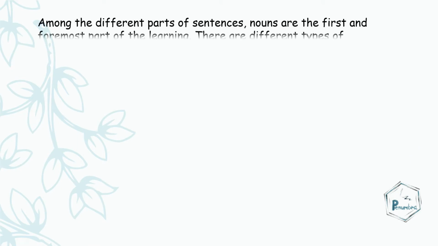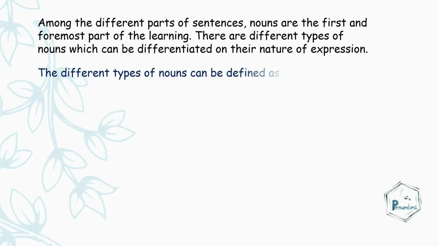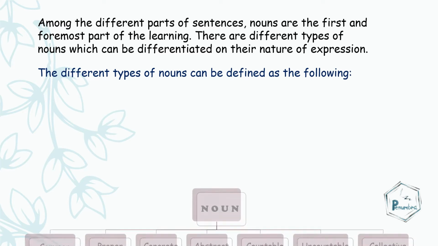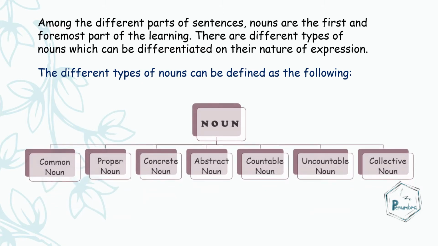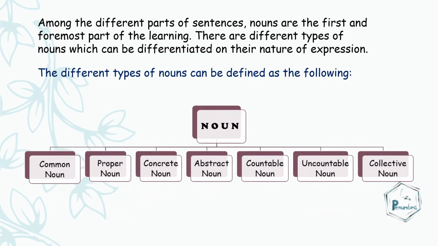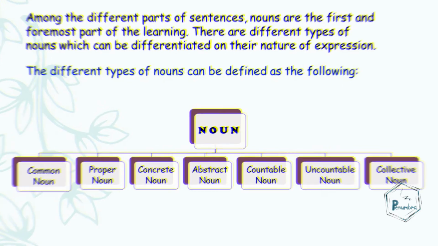Let us now go through the different types of nouns. Well, nouns can be classified into several types. The classification is done on the basis of their expression. The different types of nouns are common nouns, proper nouns, concrete nouns, abstract nouns, countable nouns, uncountable nouns, and finally the collective nouns.